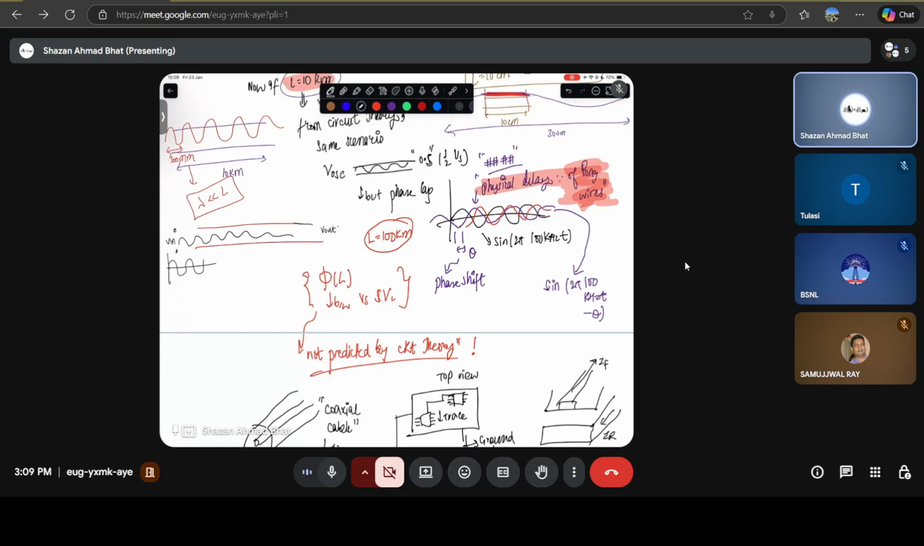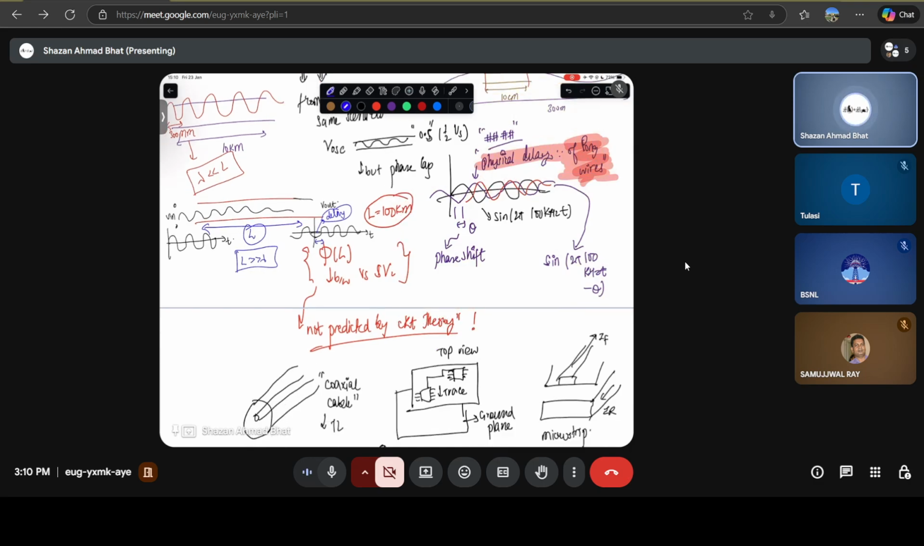Let's say the input voltage looks something like this. The output voltage can look something like this. That means there is a particular delay associated. I'm drawing it with respect to time. So this delay is because of the length scale, because the length is much greater than the wavelength. When this delay happens, it is sometimes desired and sometimes not desired. It depends upon the application you're talking about.